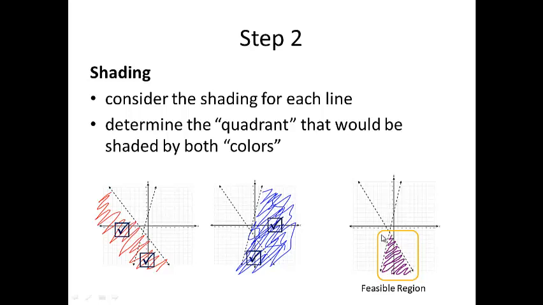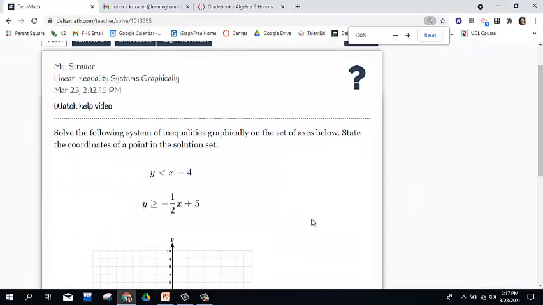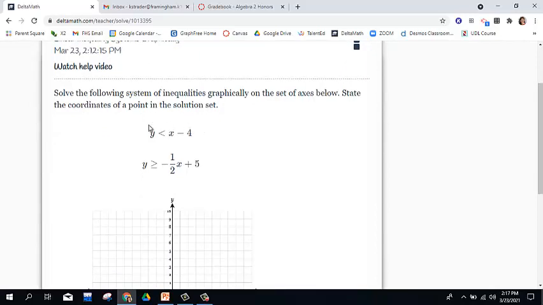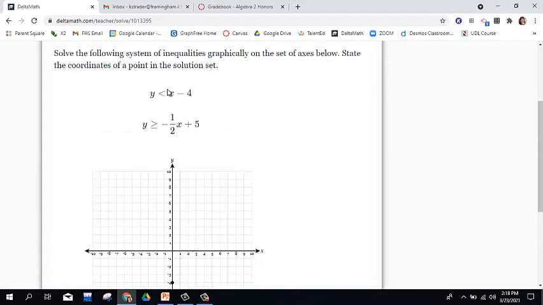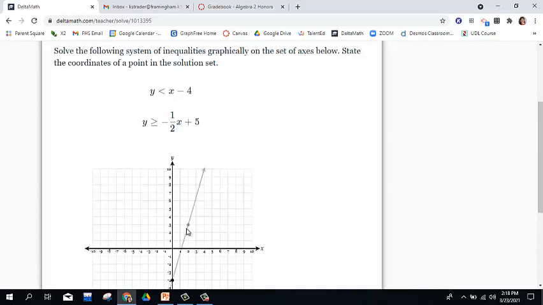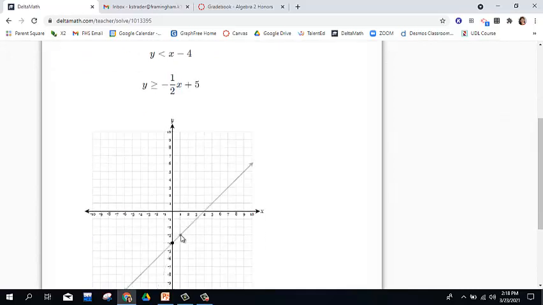So let's take a look at an example in Delta Math. All right, so we're given these two inequalities, that's what makes this a system, and we need to graph them. They are both in slope-intercept form, so we can go right to our graphing. So for our first line, we should see that the y-intercept is at -4. Get that on. And the slope is invisible, but it is a 1 right here, which means that we're going to go up 1 over 1 from our y-intercept.